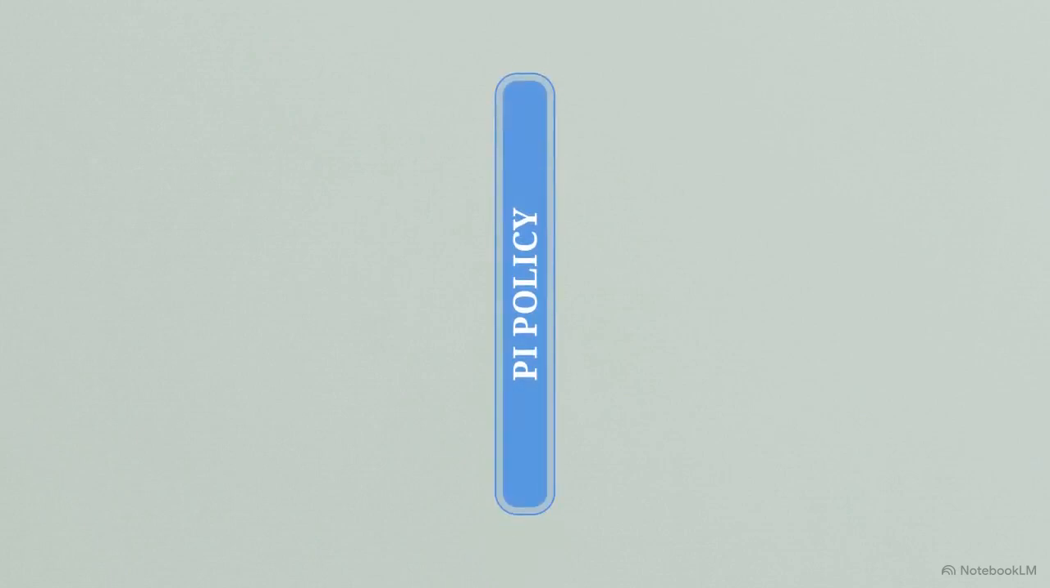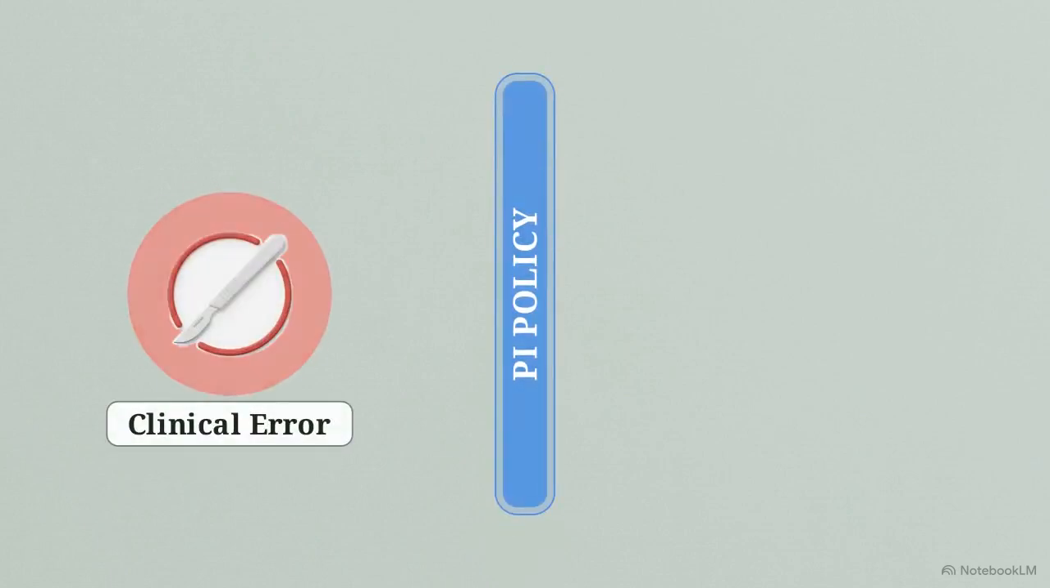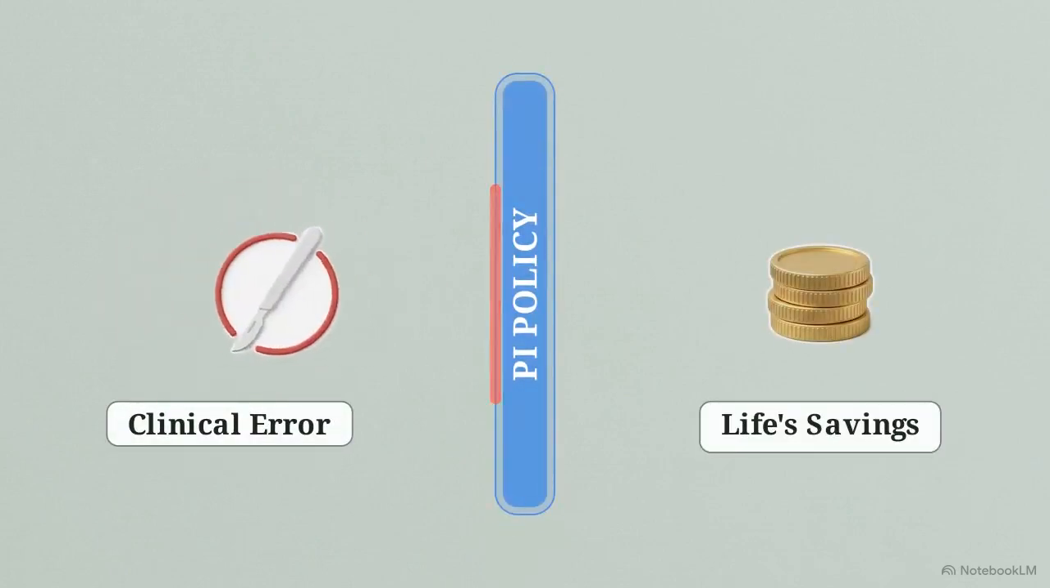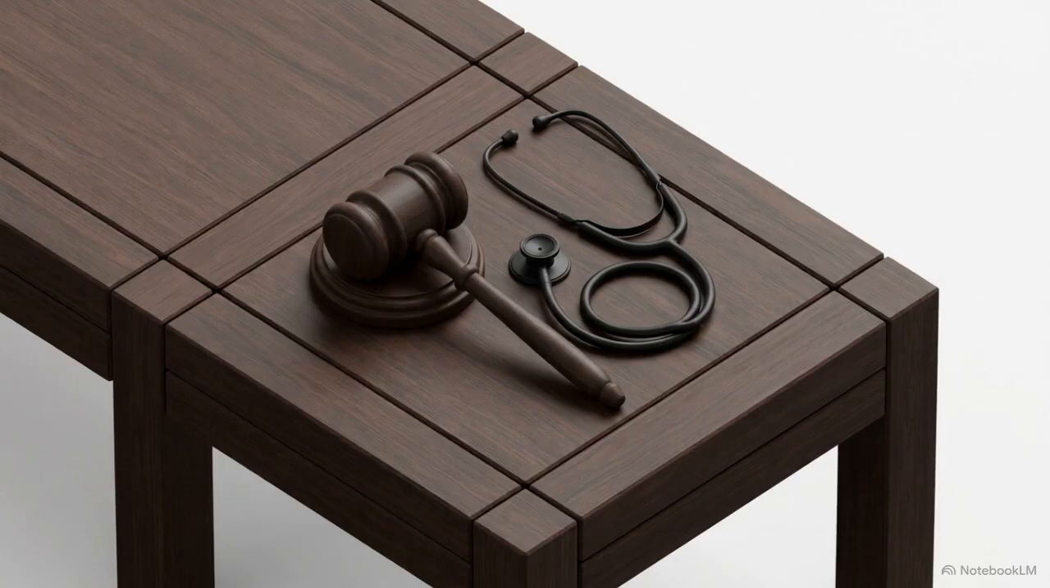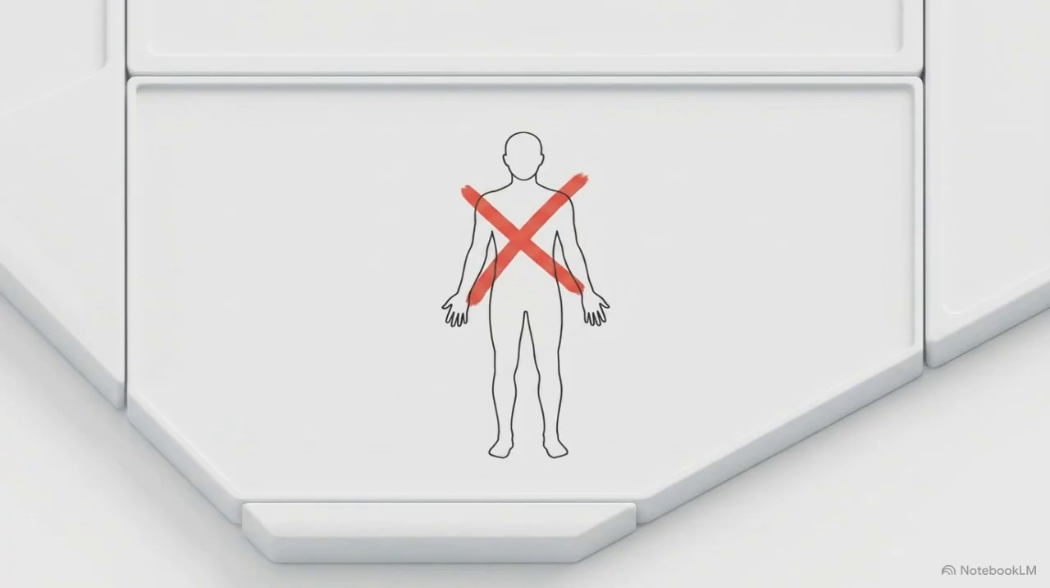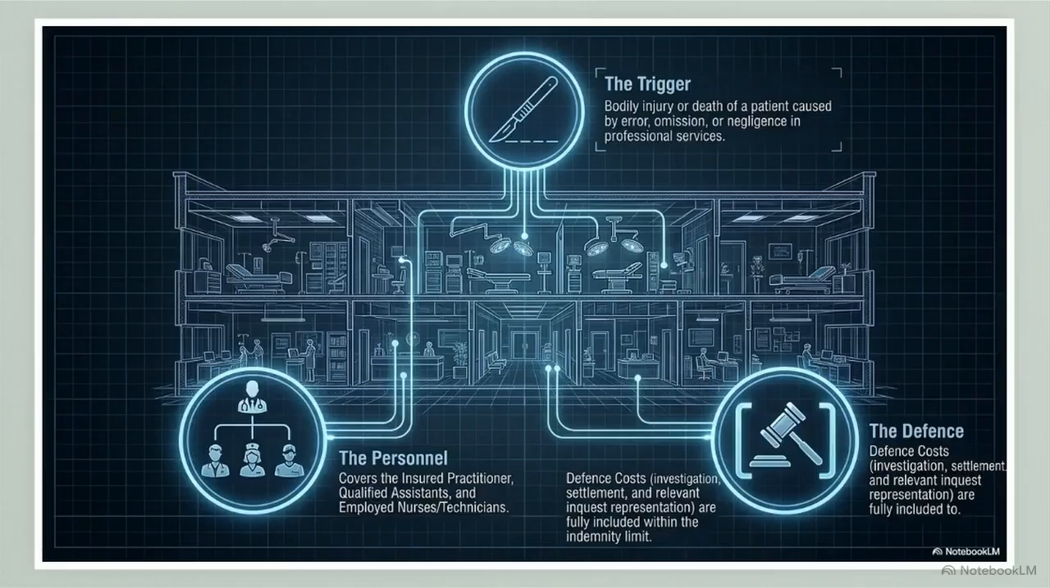Professional indemnity insurance is the financial barrier between a single clinical error and your life savings. It covers your legal liability, the final compensation, and the defense costs if a patient suffers injury or death due to professional negligence. Look at this cross-section. Coverage triggers if injury or death is caused by an error, omission, or negligence in professional services.